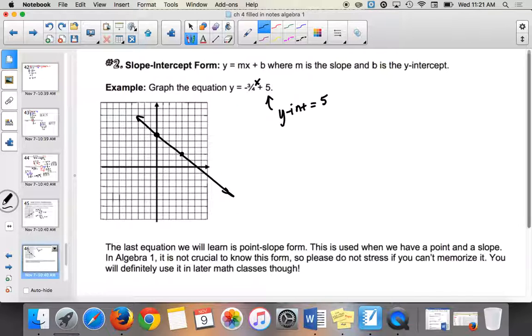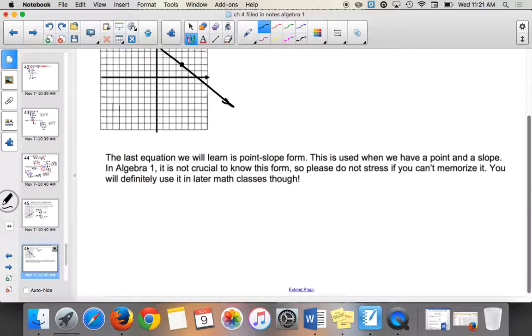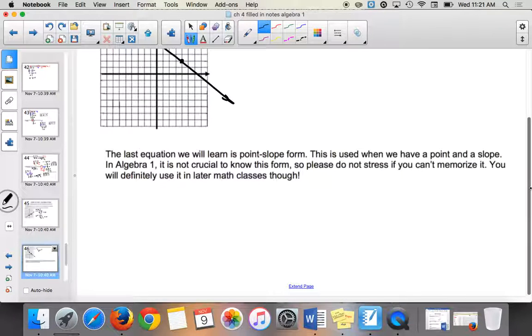All right, so the last one that we're going to learn is called point slope form. Now, if you don't like this form, that is totally fine. You can do exactly what we were doing today with y equals mx plus b. But I will say there is an advantage to learning this form because you use it, especially if you go on to like AP calculus. We use it all the time. Okay, so point slope form. It says this is used when we have a point and a slope.